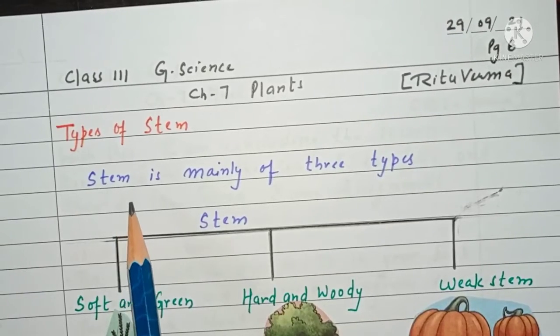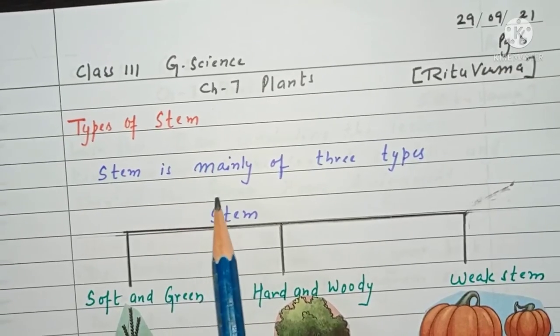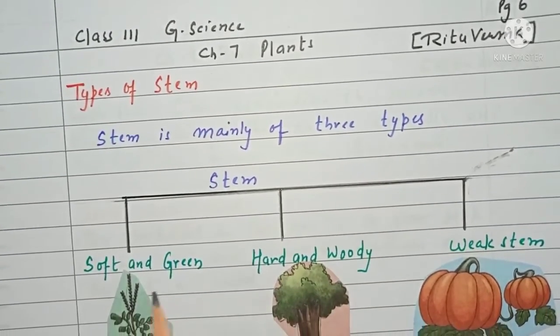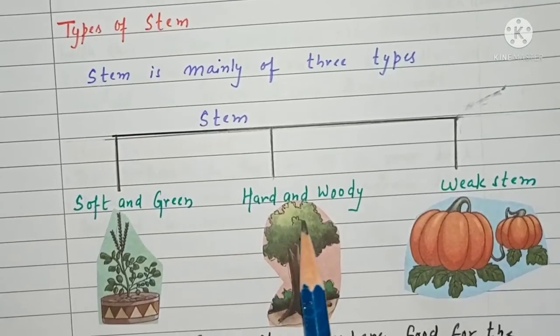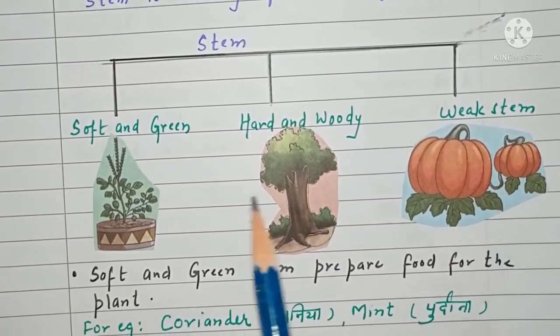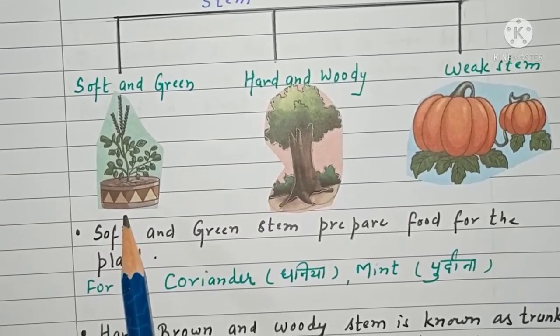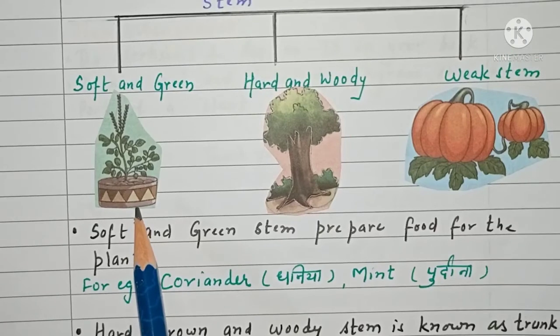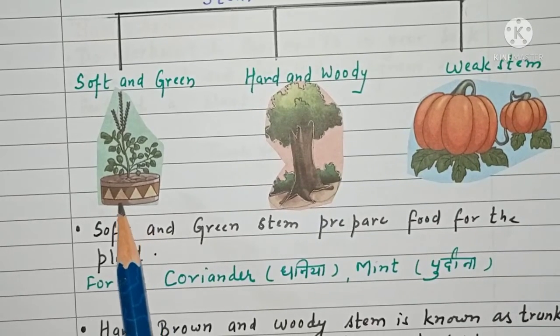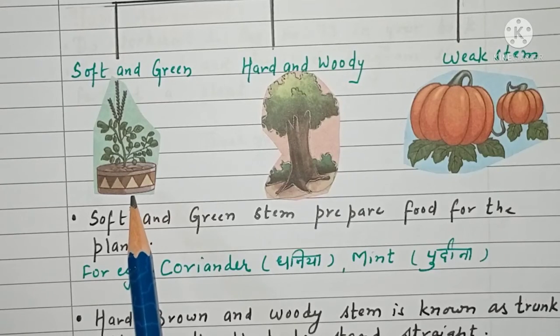Now we'll be learning about the types of stem. Children, stem is mainly of 3 types. Soft and green, hard and woody, and the weak stem. The soft and green stem. You might have seen the stem of coriander, which is dhania, and mint, which is pudina. That is soft and green, and it can prepare food for the plant.